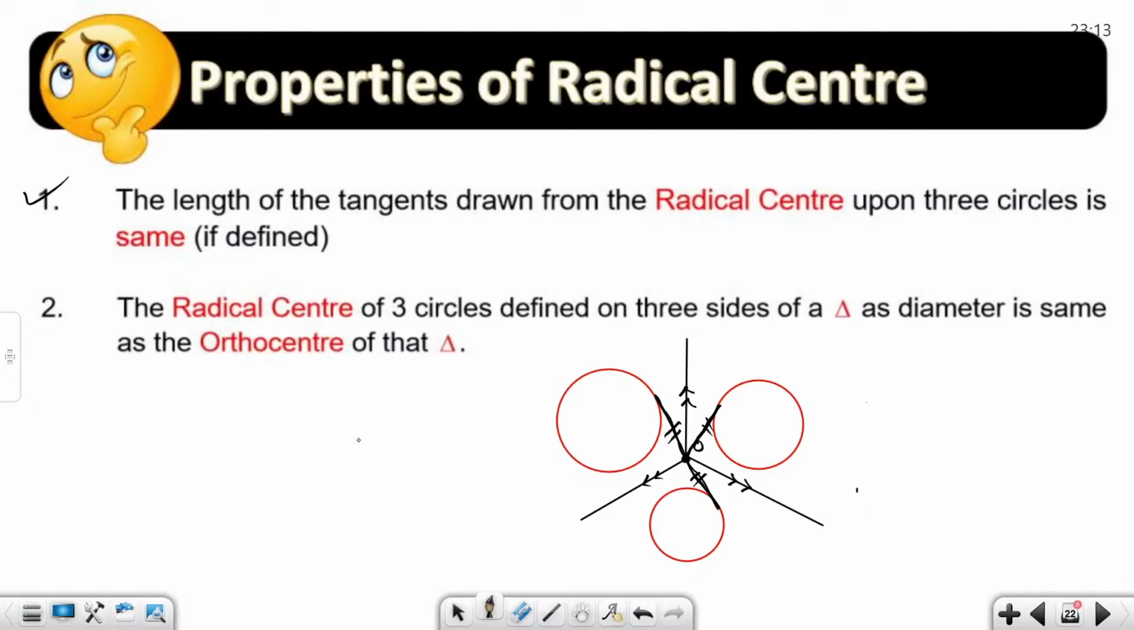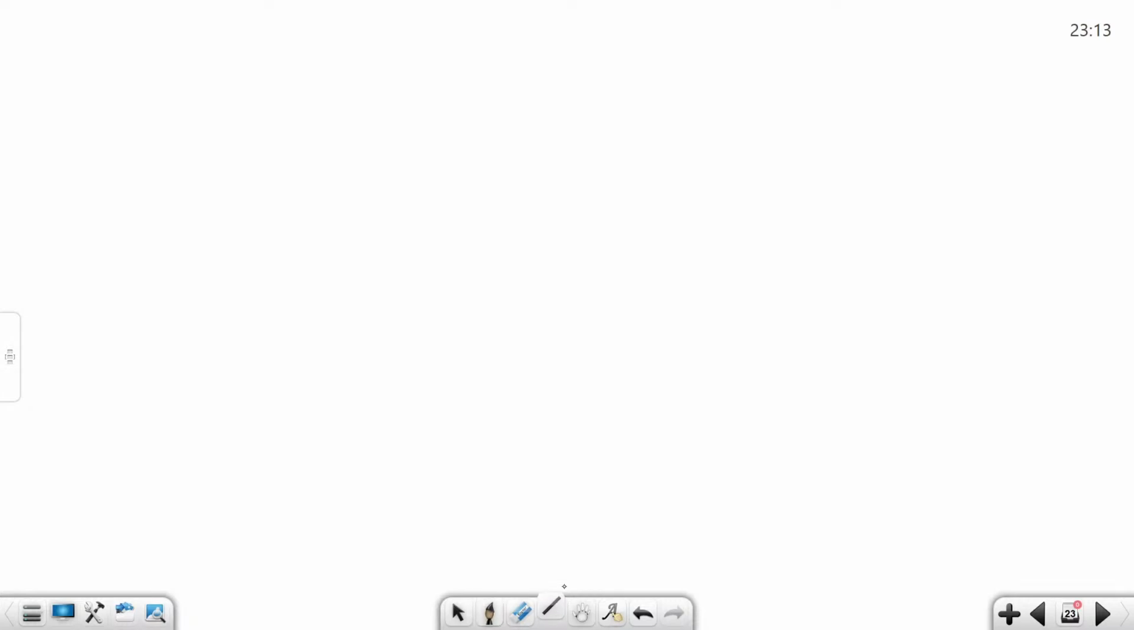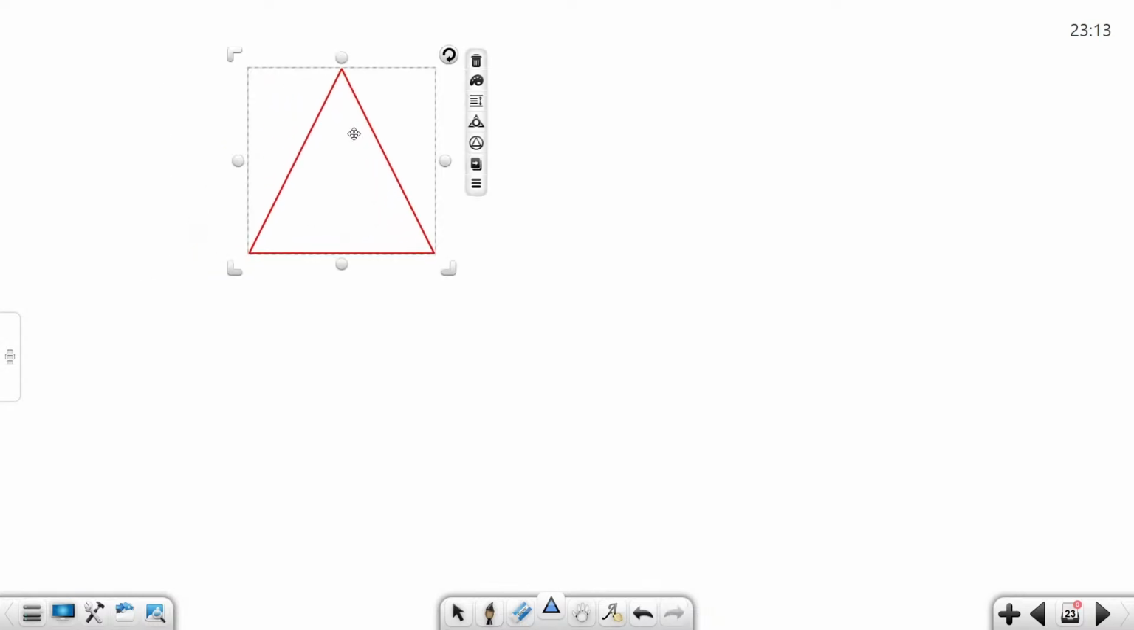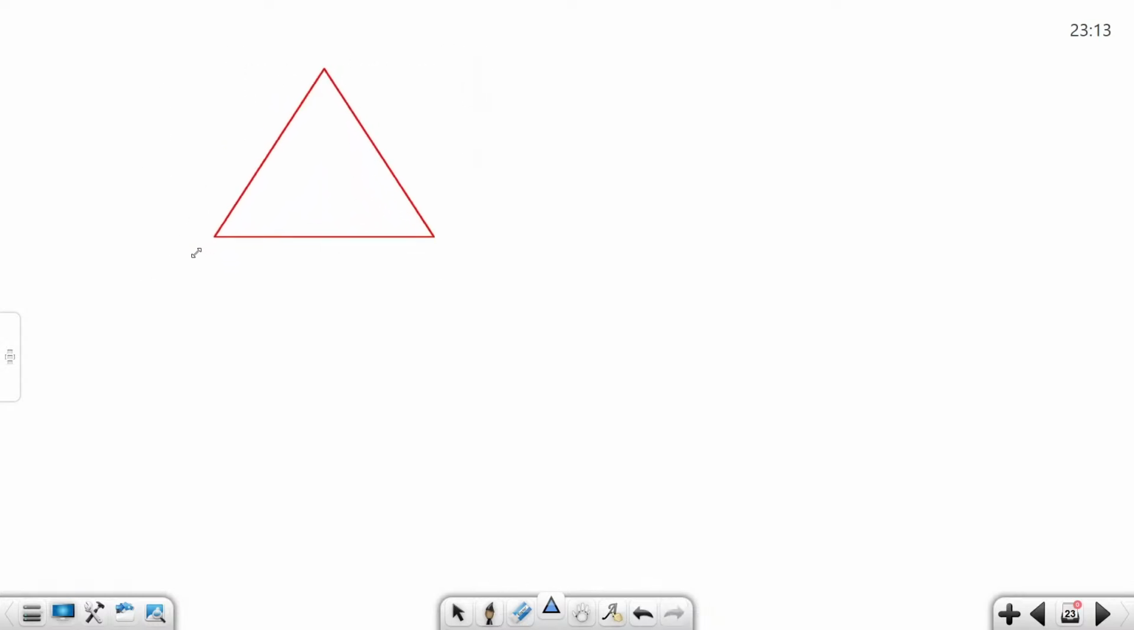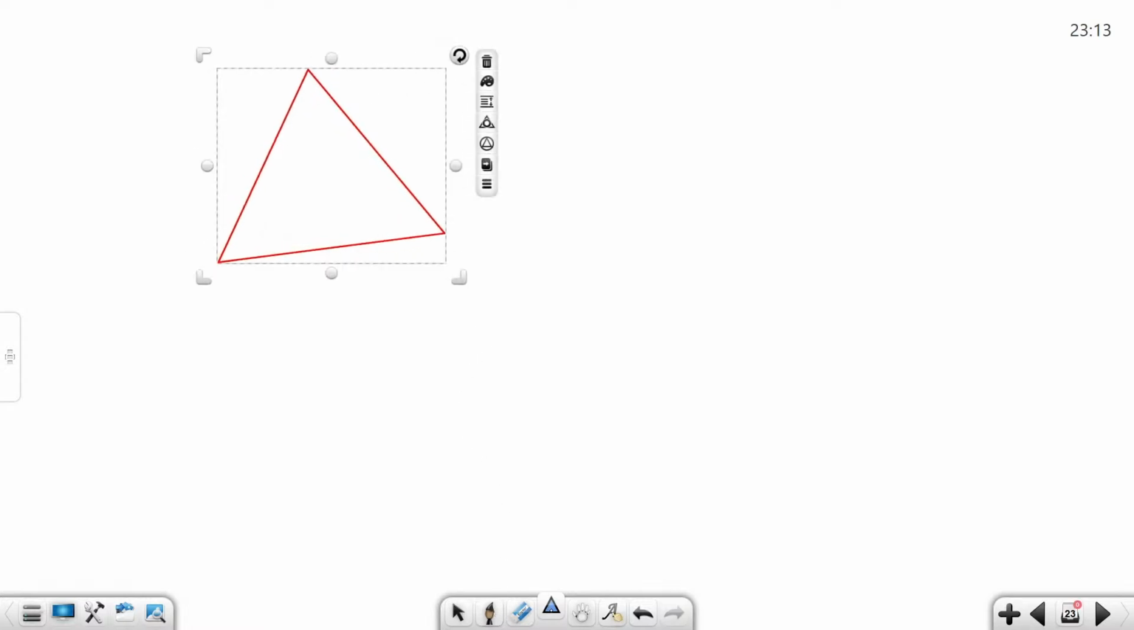Now the second property says that the radical center of three circles defined on three sides of a triangle as diameter is the same as the orthocenter of that triangle. Very, very important property, I am telling you. Let me just draw it properly first. What they have said, I will explain. Suppose we are having a triangle like this. Now, this is a triangle, let us say ABC.